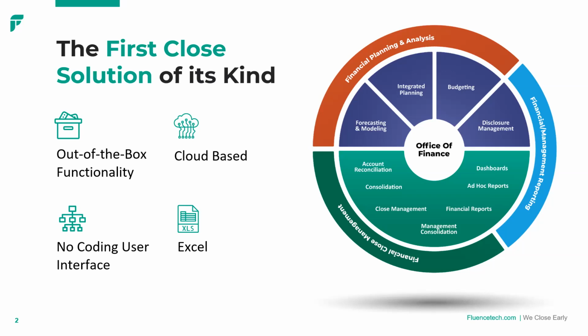So when you look at the pie chart on the right-hand side, we're looking really at all the functions from the Office of Finance perspective. Not just the FP&A needs, the close and consolidation management cycle, and then the financial and management reporting. So everything that we see in green is really focused around our platform from Fluence perspective, from account reconciliation to consolidation to close management to management consolidation, financial reporting, dashboards, and ad hoc reporting.